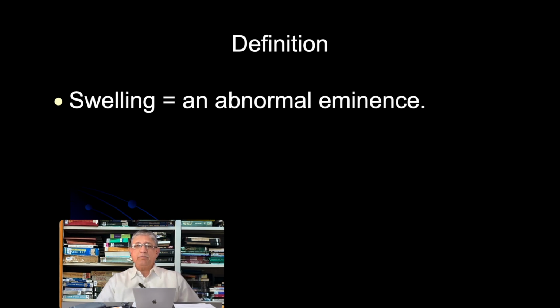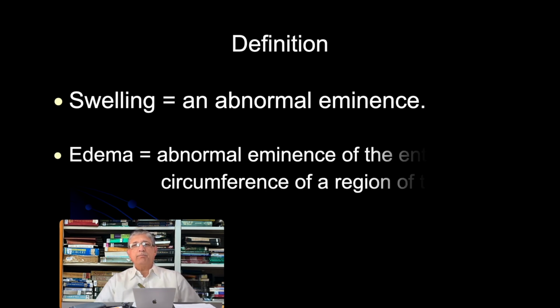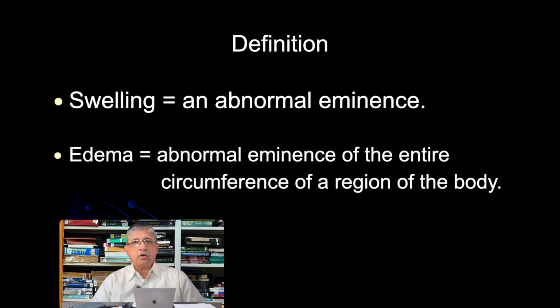By the way, what do you mean by swelling? Swelling is defined as an abnormal eminence. How is it different from edema? Edema leads to an abnormal eminence of the entire circumference of a region of the body, commonly a limb.